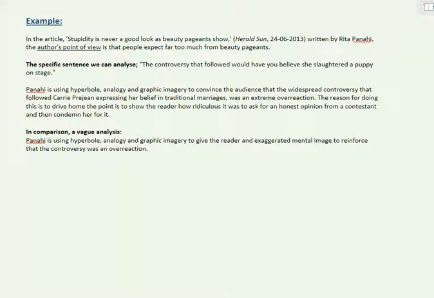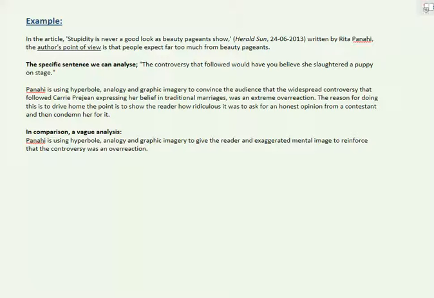In the article, "Stupidity is never a good look, as beauty pageants show," insert paper and date, written by author. The point of view is that people expect far too much from beauty pageants, right? That's the overall point of view. The sentence that I'm going to analyse is "the controversy that followed would have you believe she slaughtered a puppy on stage." Okay? This is what I would call a specific response, and please feel free to tell me I'm wrong on this one.